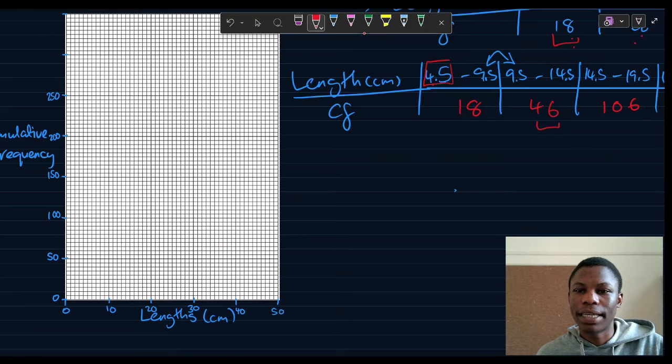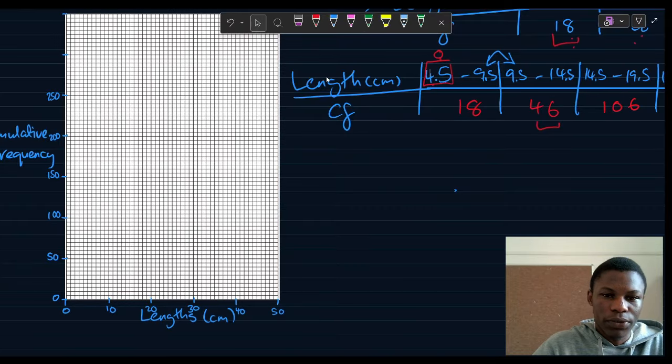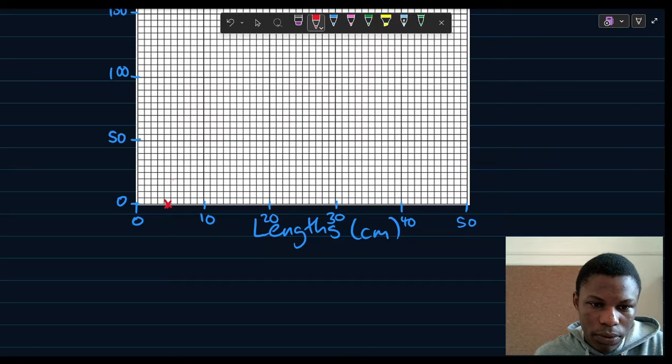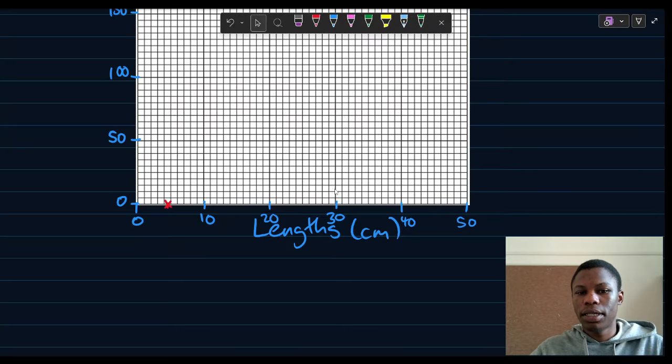Typically, you'd find that your classes start from 0. In that case, you plot 0 against 0. However, because here there's an exception, our classes are actually starting from 4.5. So it means that you have to start from 4.5 as well. So mark 4.5, 0. So 1, 2, 3, 4.5 would be here. So would mark that point as our first point.